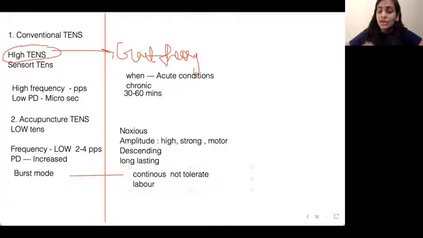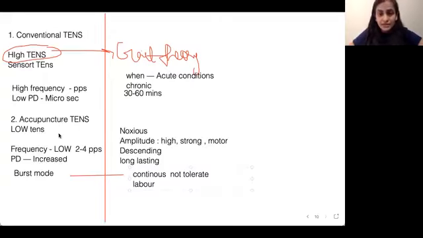Okay, so your acupuncture TENS or the low TENS: your frequency was low, pulse duration was high, noxious stimulus, activated the descending mechanism, long-lasting effect, and the amplitude was strong, producing a motor contraction. If your acupuncture TENS is not really comfortable, patients can use the burst mode of your low TENS. Good, clear? It's like a pulsed mode, you could say.